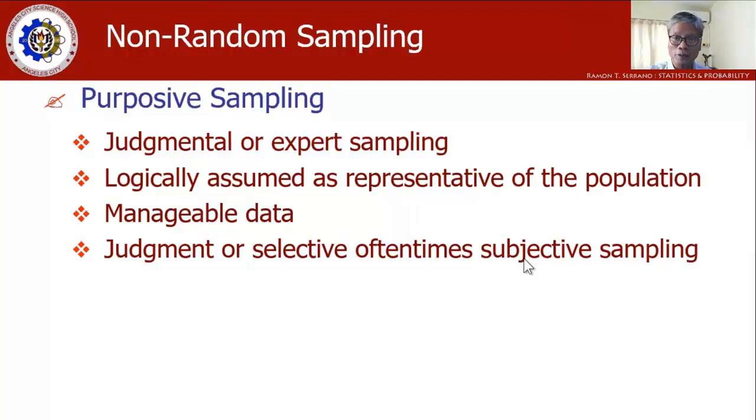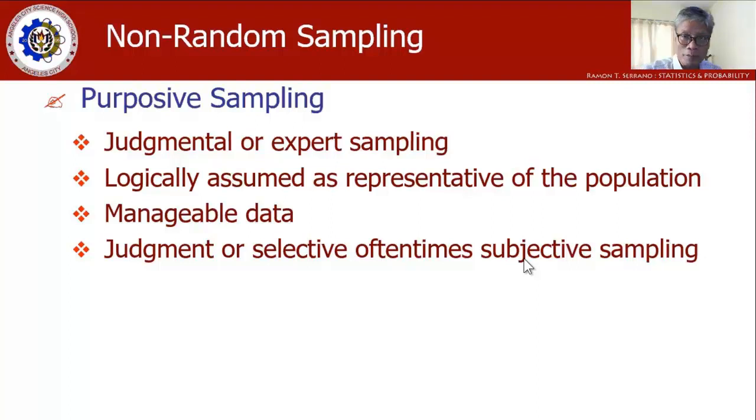The next one is purposive, this time from the word purpose. It's judgmental or expert sampling, of course, which is logically assumed as representative of the population. The word is assume. It's a manageable data, and judgment or selective sampling oftentimes becomes subjective.